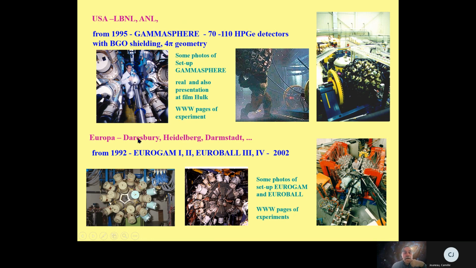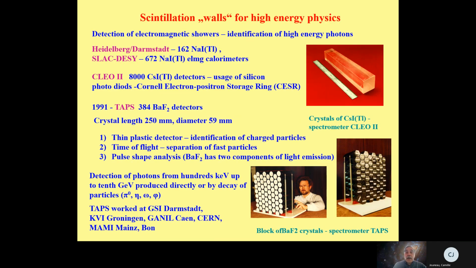Okay. And in Europe, for example at Daresbury, Heidelberg, Darmstadt, there were different systems, again from the 90s: Eurogam, Euroball, and others. Here are these different systems. For any of them, you see that the main visible parts are the dewars for liquid nitrogen cooling.